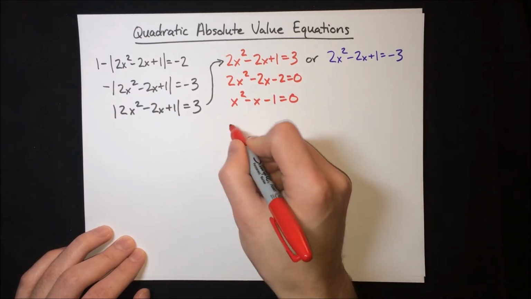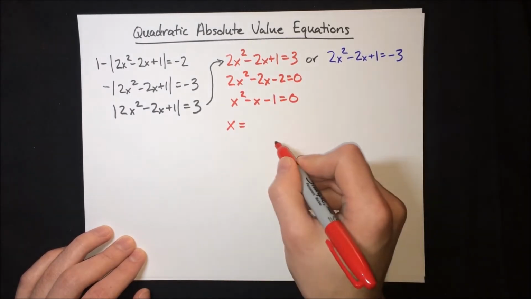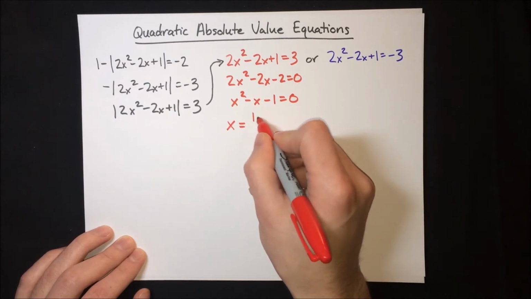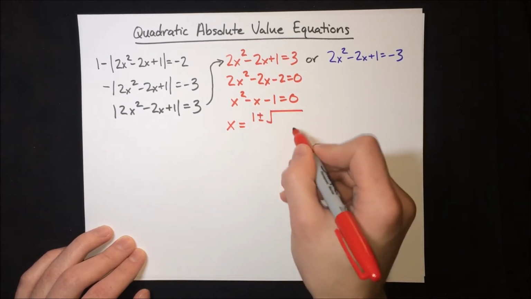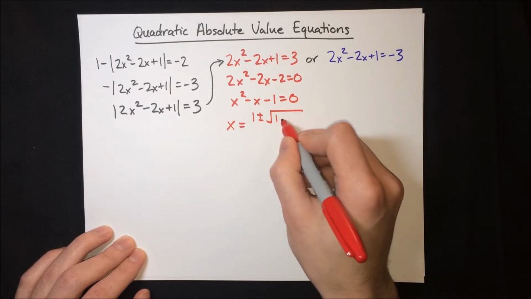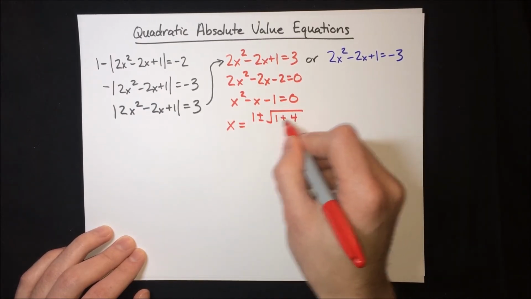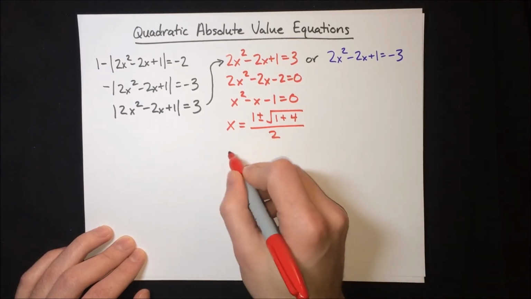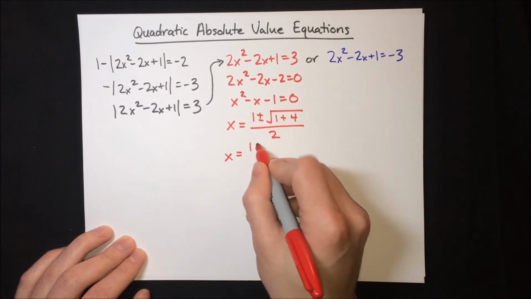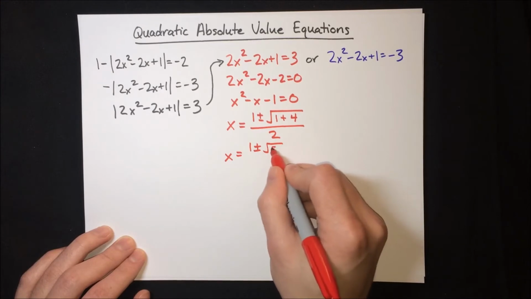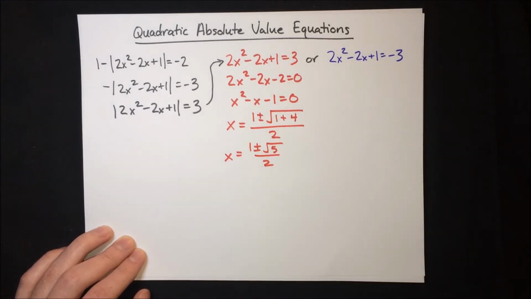And then we'll apply the quadratic formula. X equals negative of negative 1, so 1, plus or minus root negative 1 squared is 1, then minus 4 times 1 times negative 1, so really plus 4, all over 2. X equals 1 plus or minus root 5 over 2.